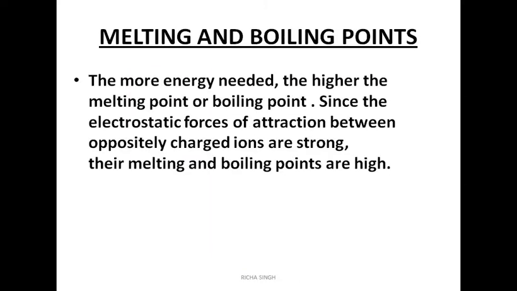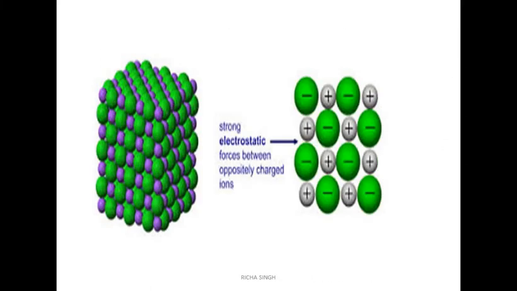Next, we come to melting and boiling points. As you know, ionic compounds have a strong force of attraction and therefore they require more heat for melting and boiling, because there is a strong force holding both the cations and anions together. You can see here there is a strong electrostatic force, plus and minus, they are so closely packed that a large amount of heat is required for melting them and also to boil them.